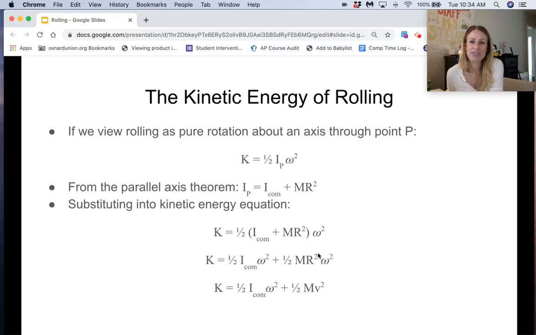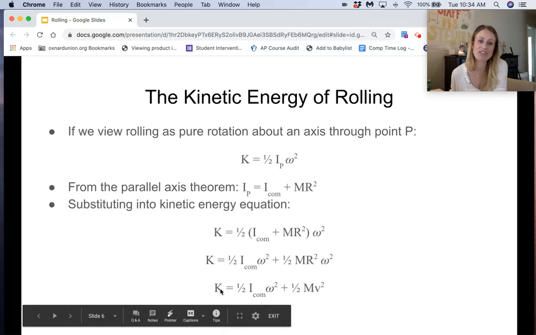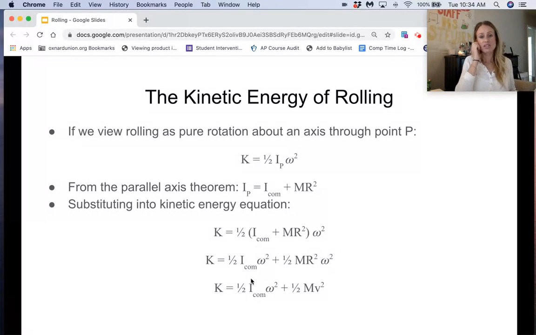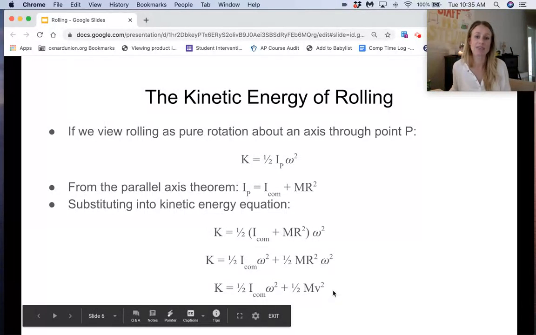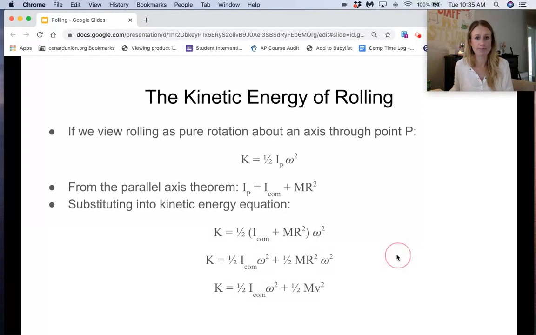And this is starting to look very familiar, right? Because look, we have kinetic energy is equal to the rotational kinetic energy plus translational kinetic energy. So when we have something that's rolling, it has both rotational kinetic energy and translational kinetic energy. So when we derive this through thinking of this as pure rotation about that axis through point P, we get something that makes a lot of sense, because again, when something is rolling, it's both rotating and translating, which is why we have both rotational kinetic energy and translational kinetic energy.